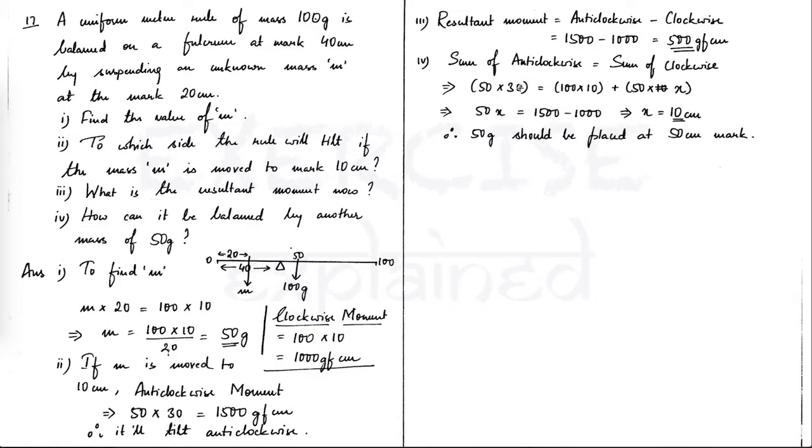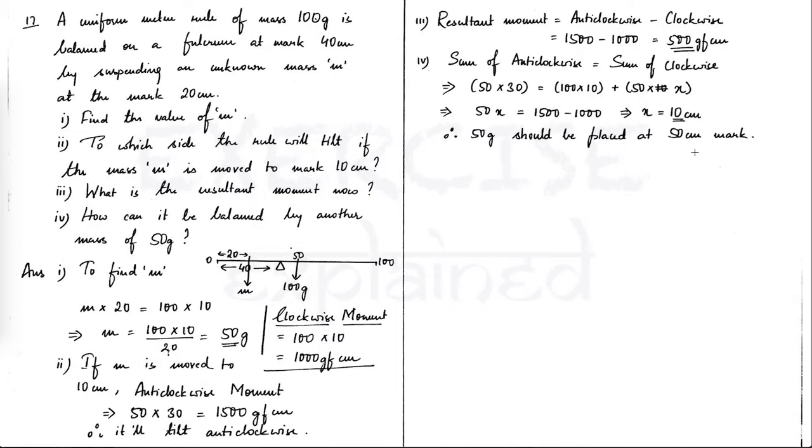So this 50 into 30 gives me 1500 and 100 into 10 gives me 1000. 1000 goes to the other side, becomes 1500 minus 1000. So 50x is equal to 1500 minus 1000, that is 50x is equal to 500, or x is equal to 500 by 50, that happens to be 10 centimeter. So the 50 gram should be placed at the 50 centimeter mark. Why 50 centimeter? Because it is 10 centimeter to the right of the fulcrum. Now the fulcrum is at 40, so 10 centimeter to the right of the fulcrum will be 50 centimeter. So that is why it is there at the 50 centimeter mark.